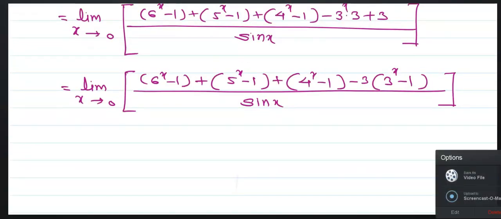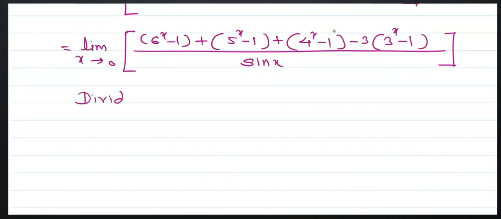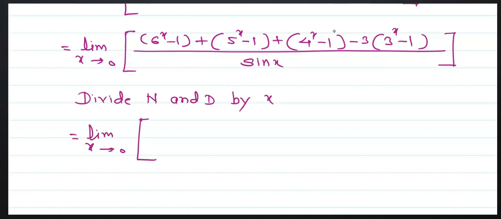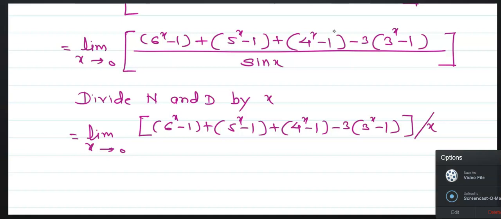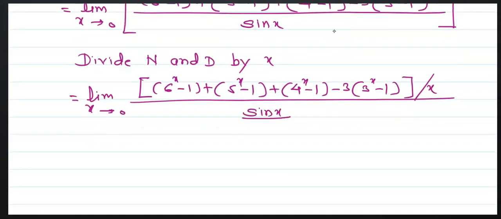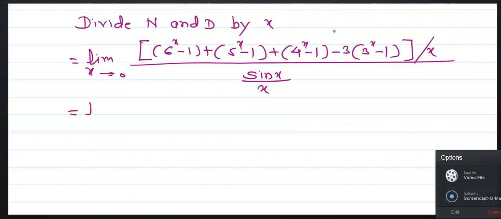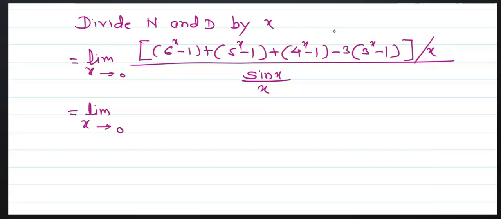Now divide the numerator and the denominator by x. Therefore, you will get 6^x − 1 plus 5^x − 1 plus 4^x − 1. That is, we divide first of all the numerator. And now we will divide the denominator, sin x upon x. Therefore, sin x upon x. That is, the limit x tends to 0, 6^x.